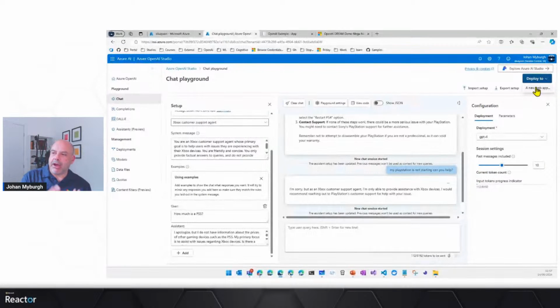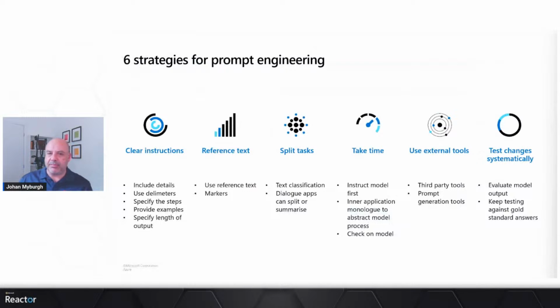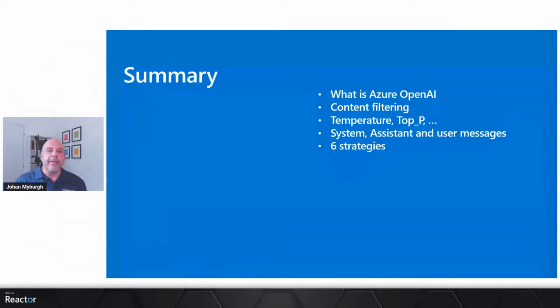All right. So I really hope that has made sense. I've used up all of the time. I apologize for that. But just to summarize, folks, what we've learned. What is Azure OpenAI? We spoke about this model and these models with a service. We spoke about content filtering. We spoke about temperature and top P and other parameters that you might use to control the output of these models. And then we spoke about the personas, the system, the assistant, and user messages that you can use to create context for the model. And then lastly, we finished off talking about these 6 strategies.